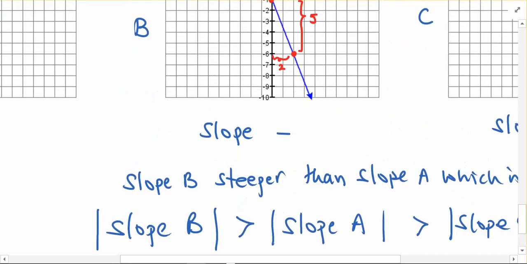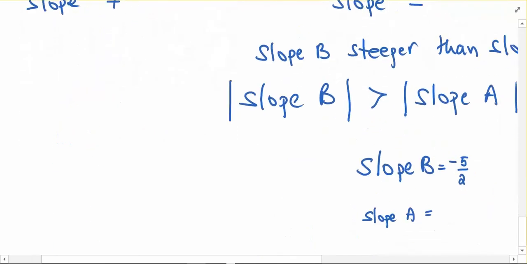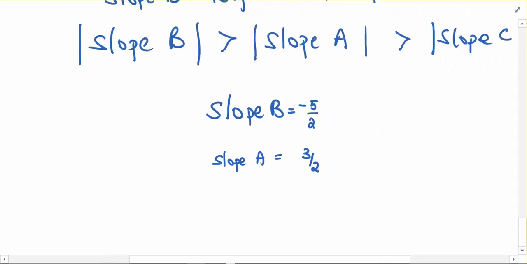What about slope A? Let's take a look at slope A. Again, let's pick 2 points that intersect nicely on a corner. So I'm going to choose that one right there and that one right there. The run is that, which is 2, and the rise is that, which is 3. So slope A is 3/2.